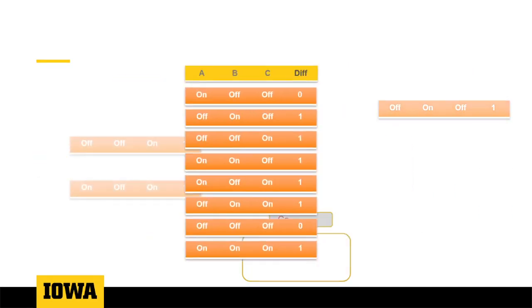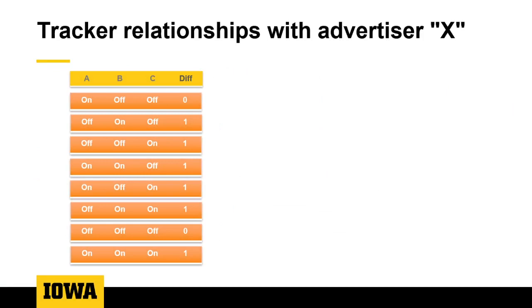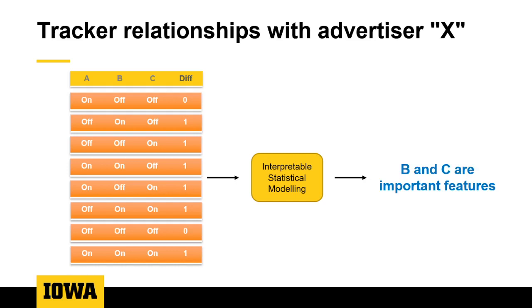Using this table, we train an interpretable statistical model that tries to predict the difference column based on the combination of the tracker blocking as a feature. If this model has high accuracy, we extract the most important features from this model, in this case B and C. And finally, this tells us that B and C have a relationship with the advertiser X.